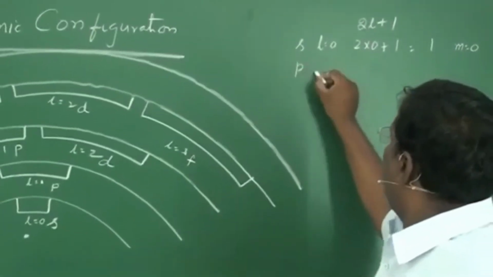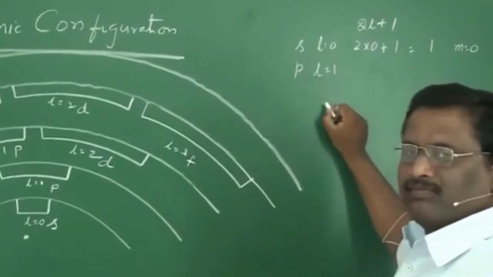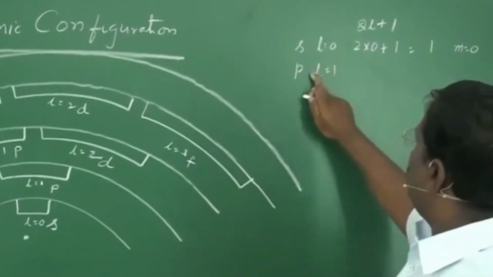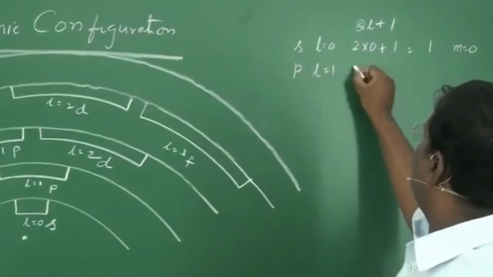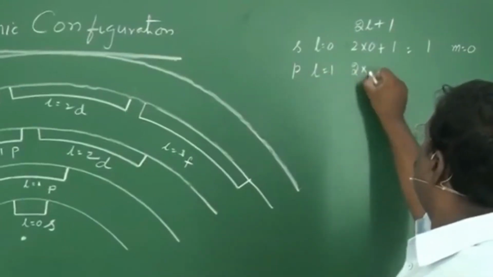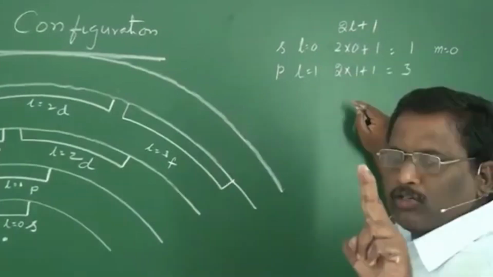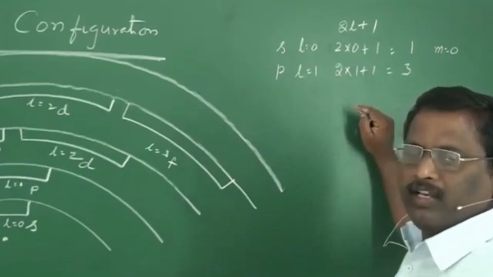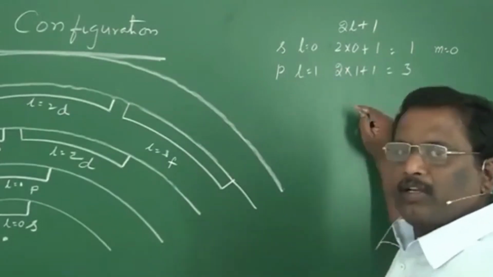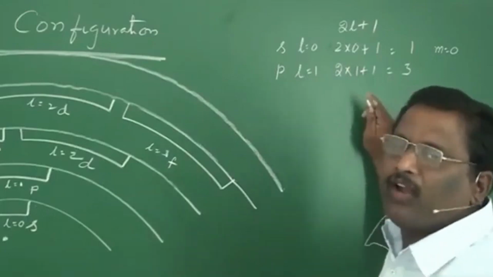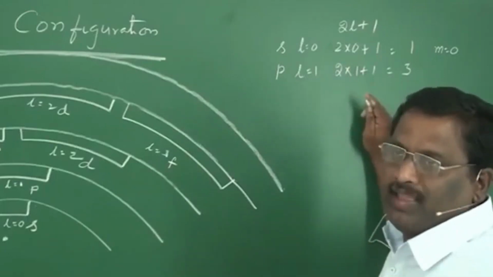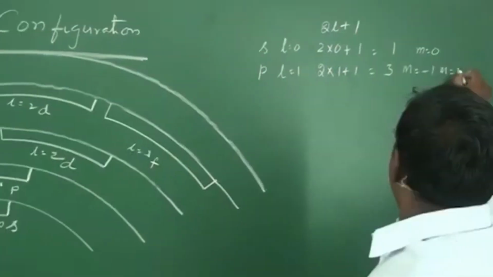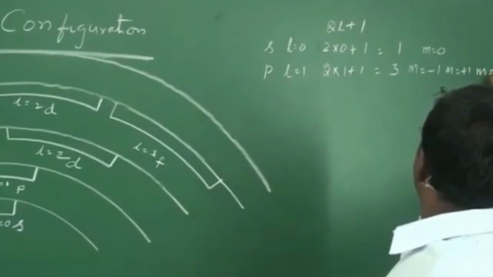Similarly, for P sub-energy level, L is equal to 1. So the number of orbitals present in P sub-energy level is equal to 2 into 1 plus 1, that is equal to 3. So there are 3 orbitals in a given P sub-energy level, and these 3 orbitals will have 3 different m values. They are m is equal to minus 1, m is equal to plus 1, m is equal to 0.